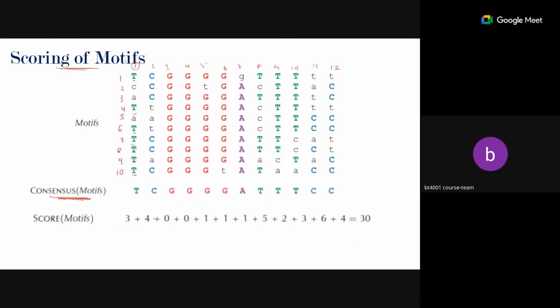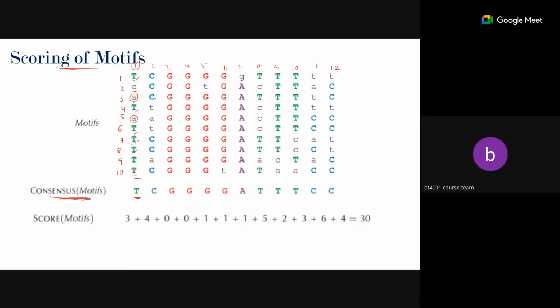Now let's go to what is called the consensus of motifs. Consensus of motifs is basically, at every position, the nucleotide that occurs the most number of times. In the first position, T is occurring 7 times, A is occurring twice, C is occurring once, and G is not occurring at all. So the nucleotide occurring the most is T, and that is why we have T at the first position.